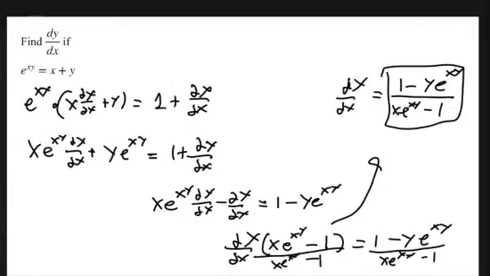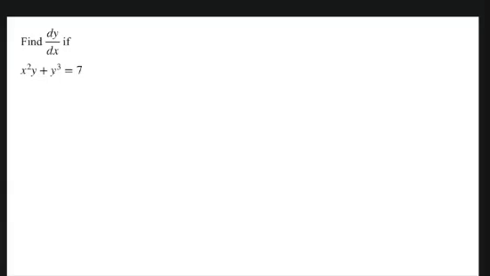So this one looks more complicated, but the process is still the same. We're going to differentiate carefully and then just solve for dy dx. Let's move on to the next question. So we're going to have x squared y plus y cubed equals 7. So here we have a product and a power of y. So we're going to differentiate both sides.